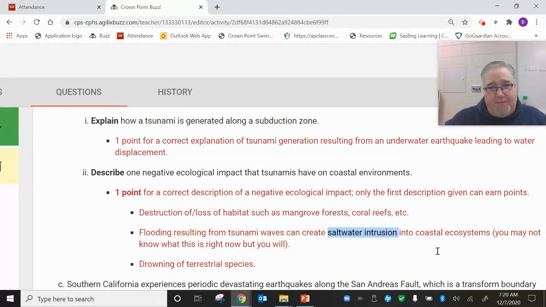We'll talk more about that down the road. You probably wouldn't have known to put that down this time, but that's called saltwater intrusion. You may have also mentioned drowning of species or flooding. That might be something to write down as well, but most of you had something logical that you put down for that.